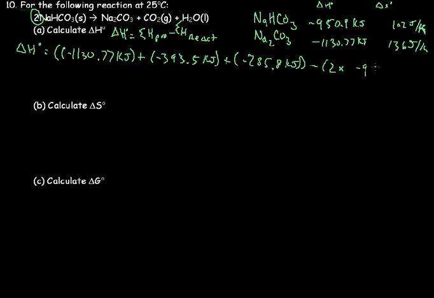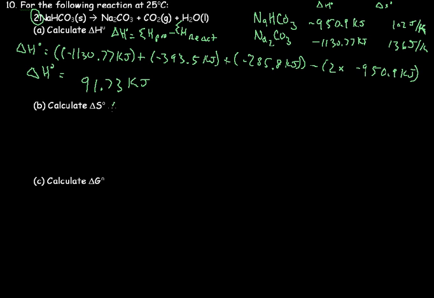950.9 kilojoules. If I plug all that into a calculator, we should have it spit out for us a delta H value of 91.73 kilojoules.